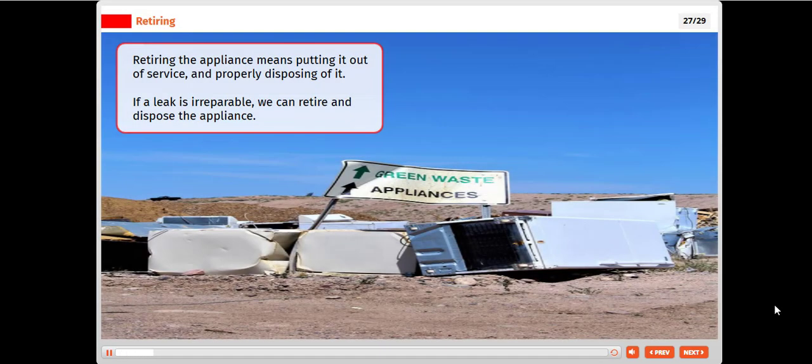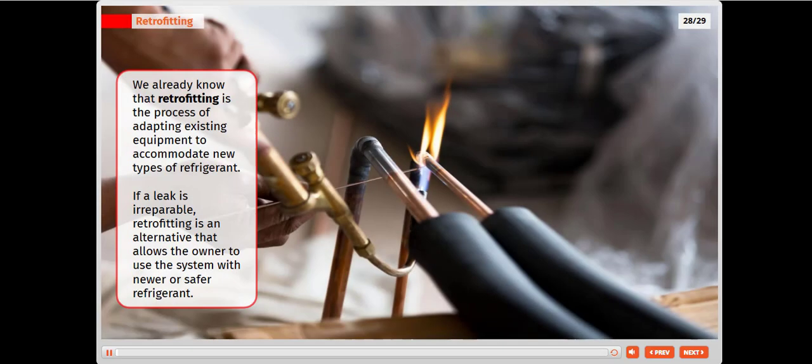Retiring the appliance means putting it out of service and properly disposing of it. If a leak is irreparable, we can retire and dispose of the appliance. We already know that retrofitting is the process of adapting existing equipment to accommodate new types of refrigerant. If a leak is irreparable, retrofitting is an alternative that allows the owner to use the system with newer or safer refrigerant.